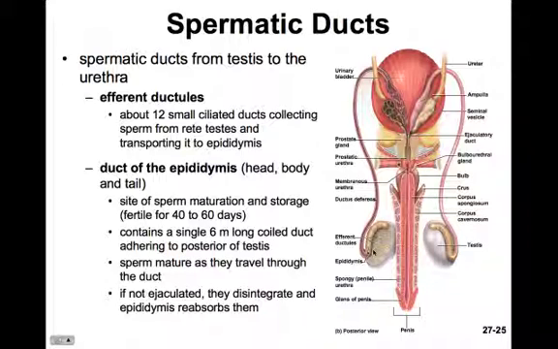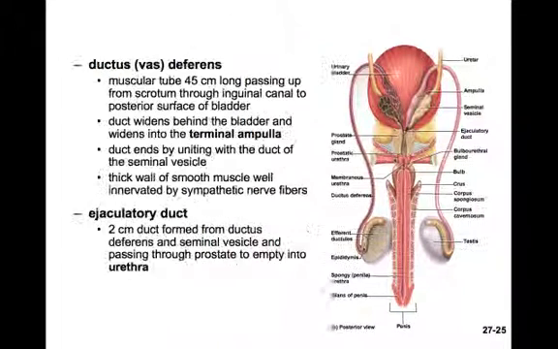Now, it'll take the sperm about 20 days to travel through the entire length of the 6-meter long duct of the epididymis. They mature as they travel through the duct, and they remain fertile for about 40 to 60 days. And if they're not ejaculated, they're going to disintegrate, and the epididymis will reabsorb them. So one of the major functions for the epididymis is for maturation and storage of the sperm.